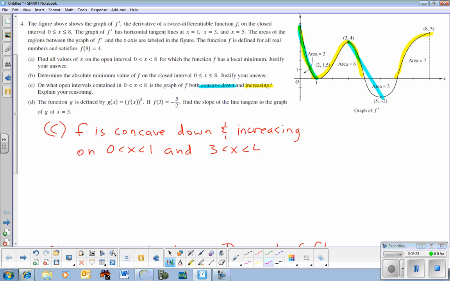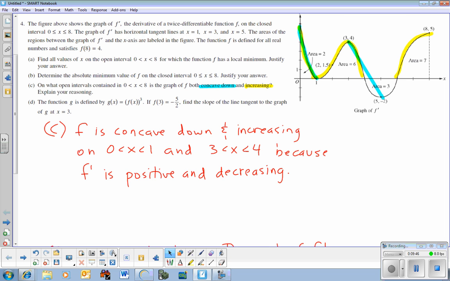And you don't do or equal to in these. You aren't concave down or increasing at the endpoints themselves, just in between. Because f prime is positive and decreasing. This type of thing happens over and over again every year. Interpreting what it means to look at this picture and make conclusions about the graph. All right, so they're not always obvious, but it's based on some basic facts that you should have known for a couple years now.